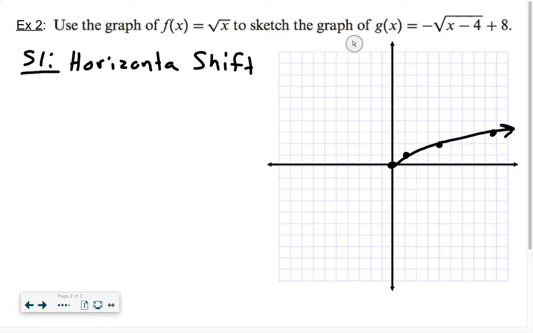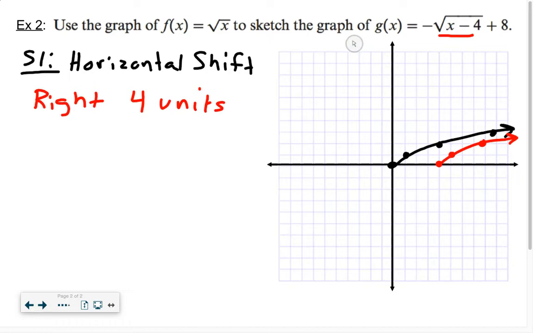But let's take a look. Horizontal shift, okay. I know it's on the inside, so I need to check to see if we have anything on the inside of the radical, and we do. It's a -4, which means we're going to move this thing left or right 4 units. Right. Very good. So right 4 units. So let's go ahead and move all these points accordingly. And I'm not going to pause the last one because it's going to go off our screen, but that's okay.